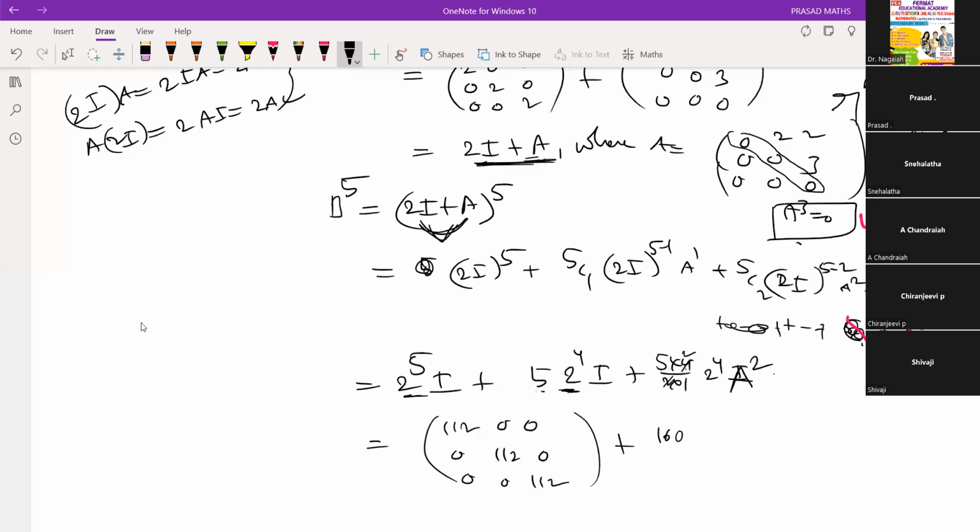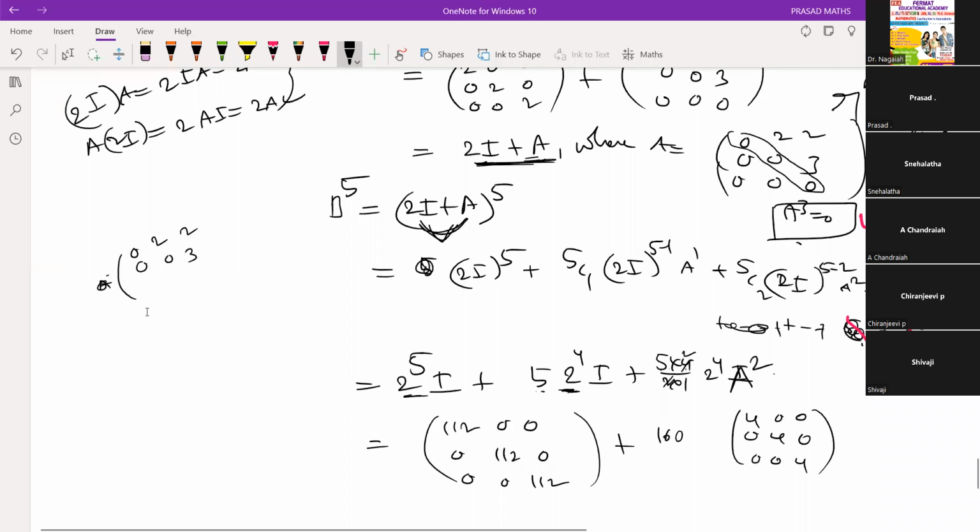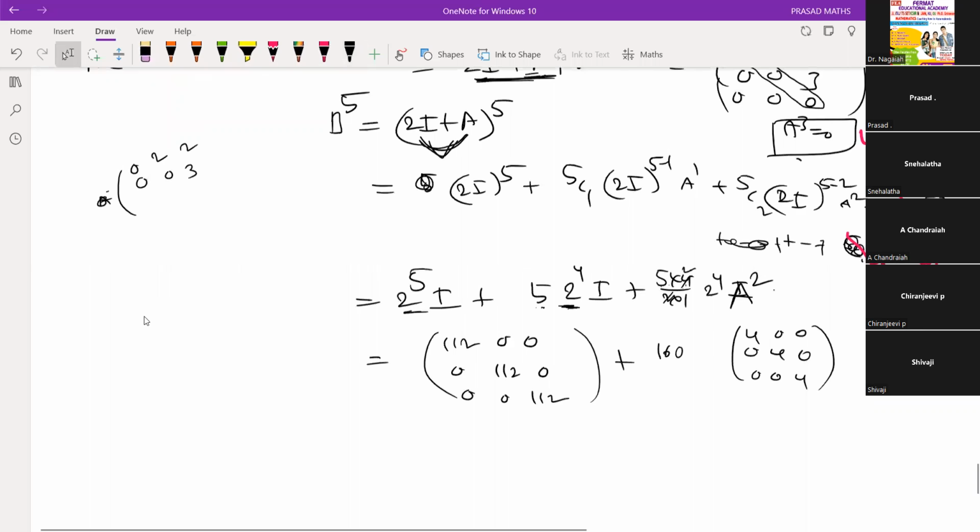What is A square? Anybody? A square is 0, 0, 4, 0, 0, 0, 0, 4, 0, 0, 0. So this is what actually A square is. Then the middle term is 5 into 2 power 4 into A.